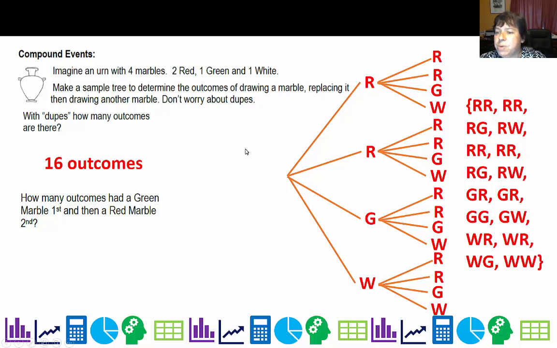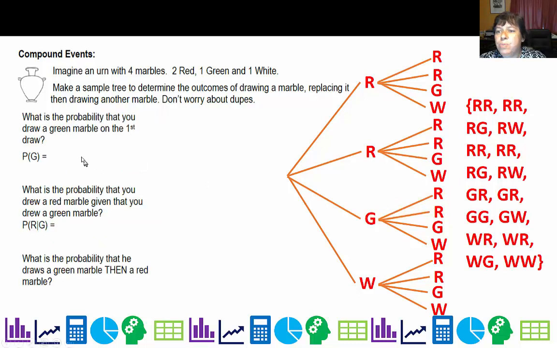So how many outcomes had a green marble first and then a red marble? Well, there's the green marble I draw first and then the red. Two outcomes, okay? So I have two outcomes here. The question I have then is, what is the probability you draw a green marble on the first draw? So this is the first draw. Out of these four outcomes, the green is one of them, and each of these are equally likely. There's no reason to think that this red marble is more likely than that red one or that green one or that white one. So the probability is 1 out of 4.